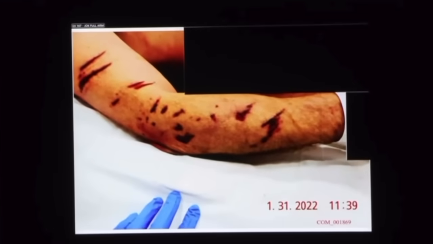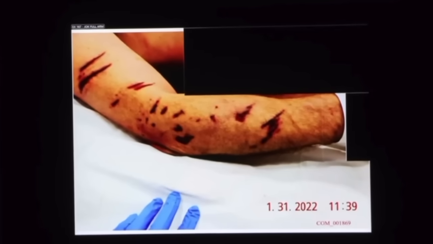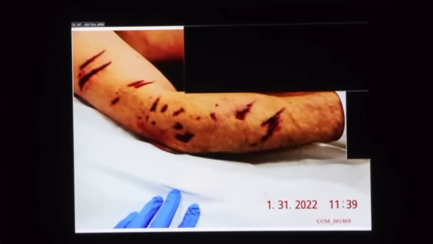Do you recognize what's depicted in this photograph? Yes. How do you recognize it? It is a photograph of the right arm of Mr. O'Keefe. Did you review and consider this photograph and others in forming your opinions and conclusions in this case?